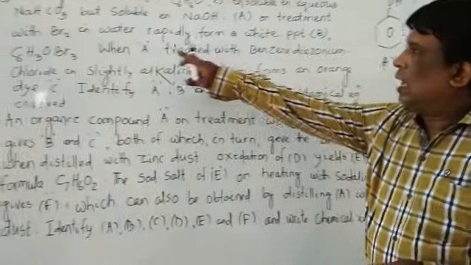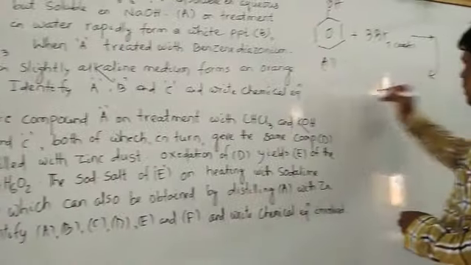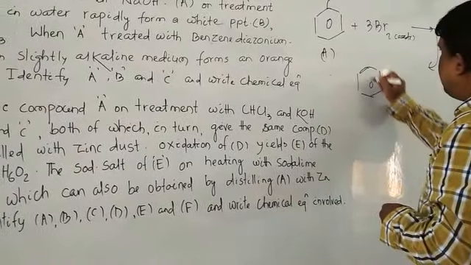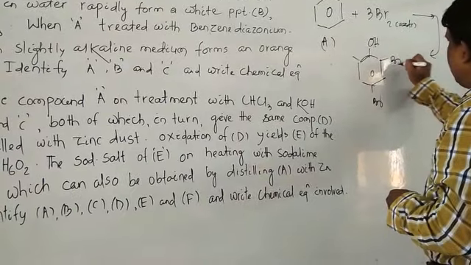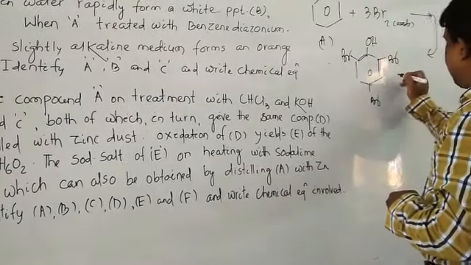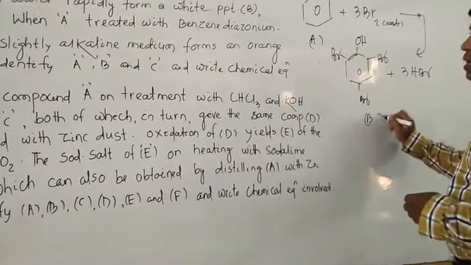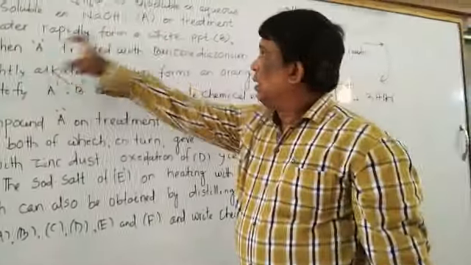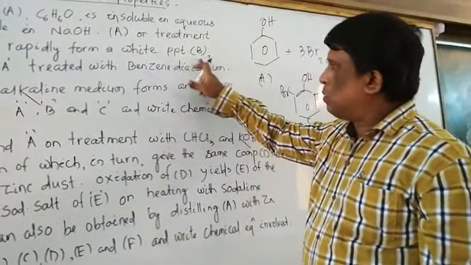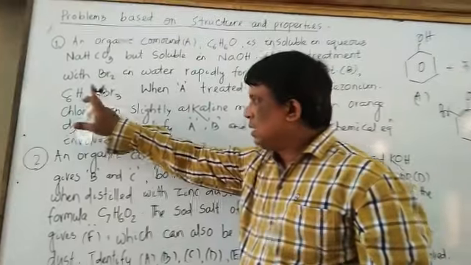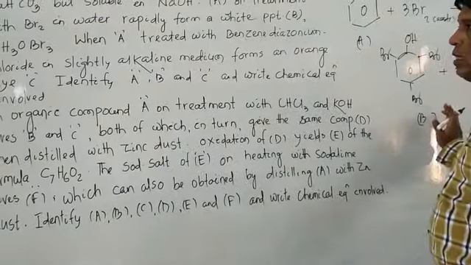According to the question, it is treated with bromine water. So when phenol is treated with bromine water, what is formed? A white precipitate of 2,4,6-tribromophenol. So it is B. On treatment with bromine water, it rapidly forms a white precipitate B, formula C6H3OBr3. This matches the formula, so it is B.